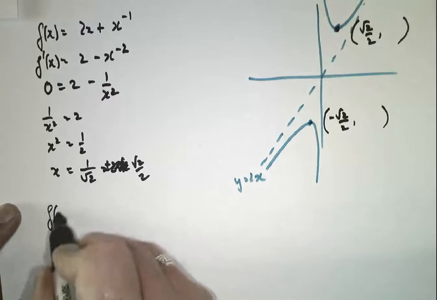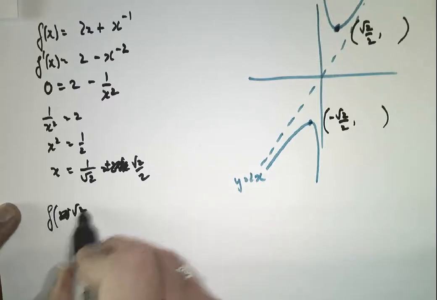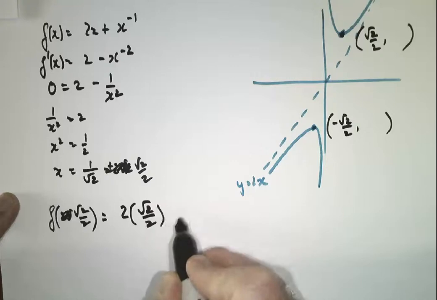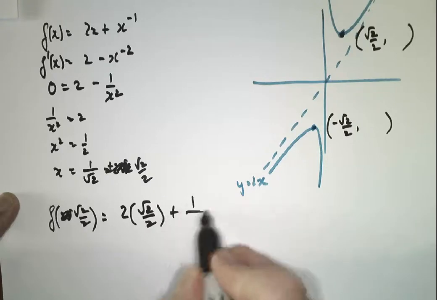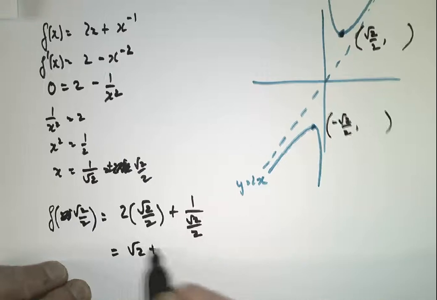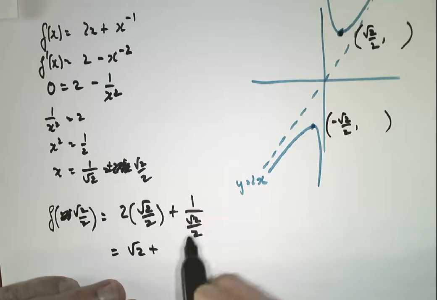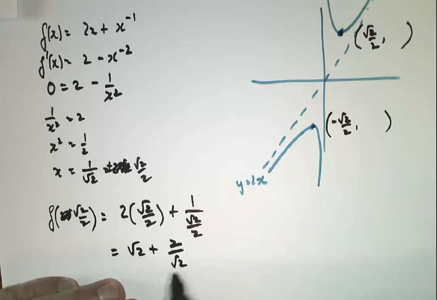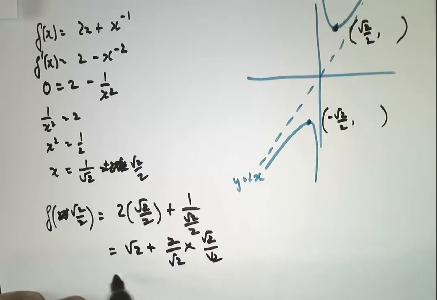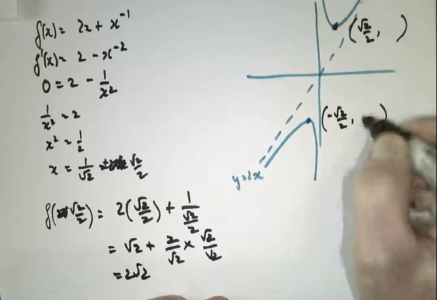So f of root 2 on 2 should equal 2 times root 2 on 2 plus 1 on root 2 on 2, which should equal root 2 plus 2 on root 2, and that gets multiplied by root 2 on root 2, which gives root 2. So 2 root 2 is going to be my answer.